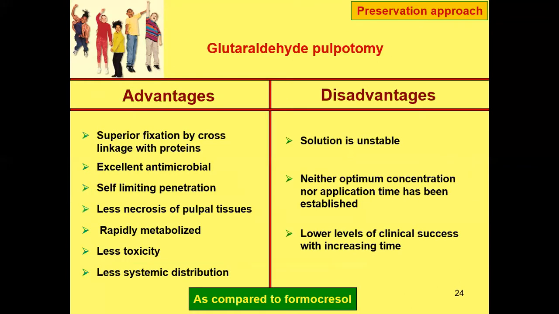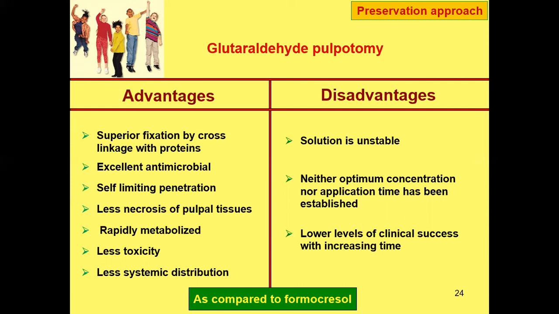The major disadvantages of glutaraldehyde pulpotomy: the solution is unstable, so you cannot store it for a longer time. Neither optimum concentration nor application time has been established. Nobody knows how long you are supposed to keep the glutaraldehyde. Then there are lower levels of clinical success with increasing time. As the years pass, the glutaraldehyde success rate becomes less when compared to formocresol pulpotomy.